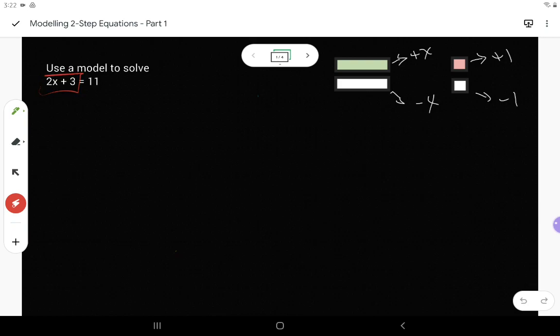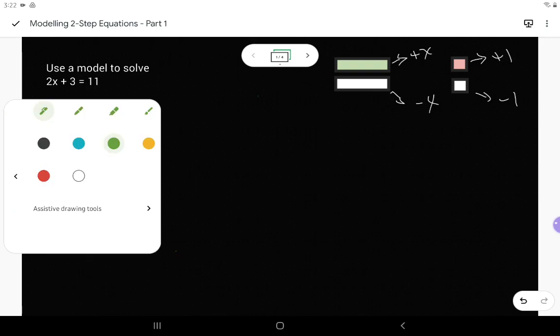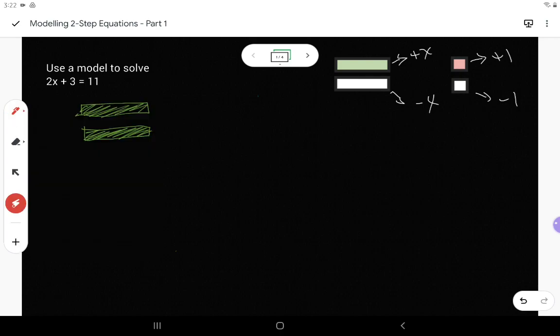So I'm going to start off on the left-hand side of my equal sign. I have 2x plus 3. That means I have two x's, so there's 1 and there's 2. And then I have 3 ones. I'm going to draw my 3 ones. They are positive, right? Because it says plus 3. And since I don't use any symbols in my models, I'm going to put in my 3 ones here.